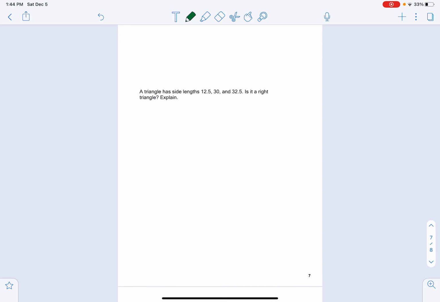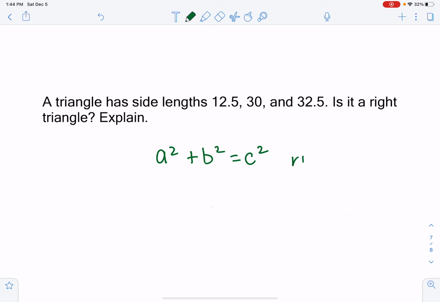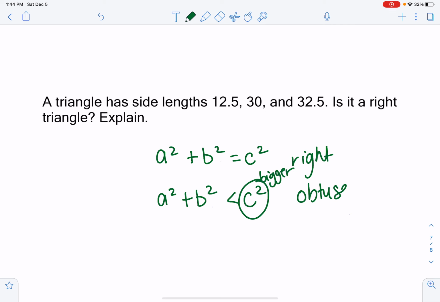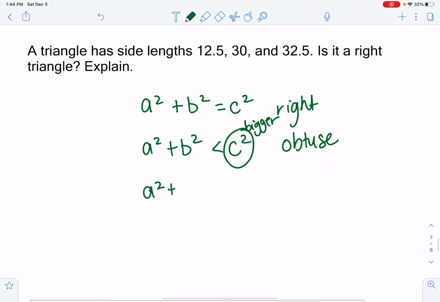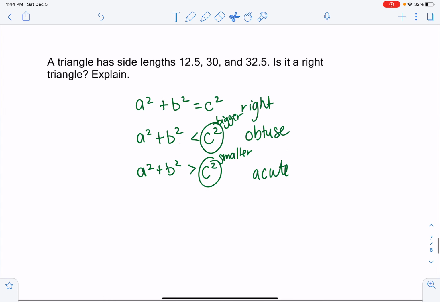Okay, now they want to know if it's a right triangle, acute, or obtuse. So remember, if a squared plus b squared equals c squared, it's a right triangle. If the c squared is bigger, then it's an obtuse triangle. And then if the c squared is smaller, it's acute. So let's just test it for this one.